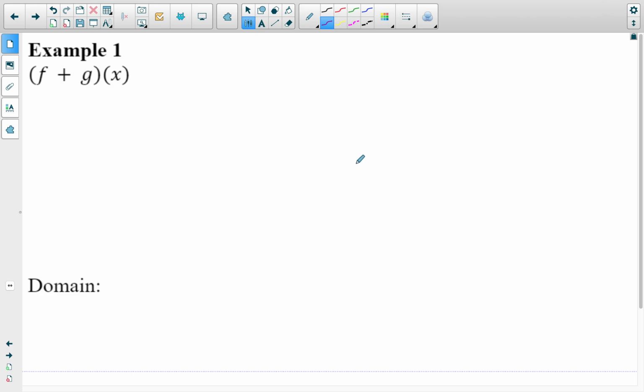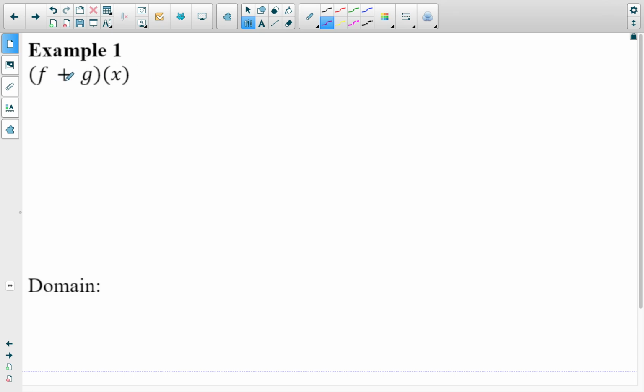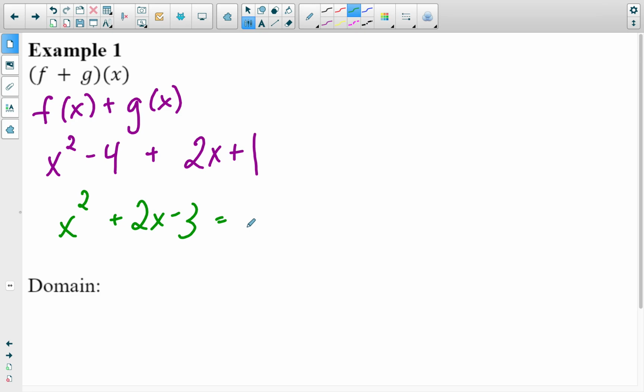All right, so taking a look at this example, working with these two functions, f of x equals x squared minus 4 and g of x equals 2x plus 1, we can actually add those functions together. So this notation is what we're looking at. F plus g of x is the same thing as f of x plus g of x. So all we're going to do is take our f function, which was x squared minus 4, and add our g of x function to it, 2x plus 1. And now we just combine like terms and write it in standard form. X squared plus 2x minus 3 is our sum of those two functions.